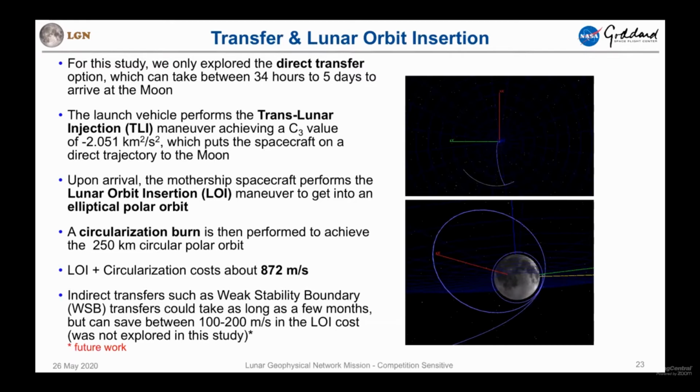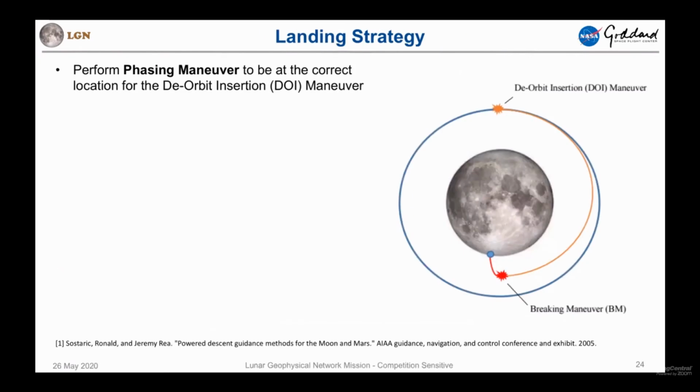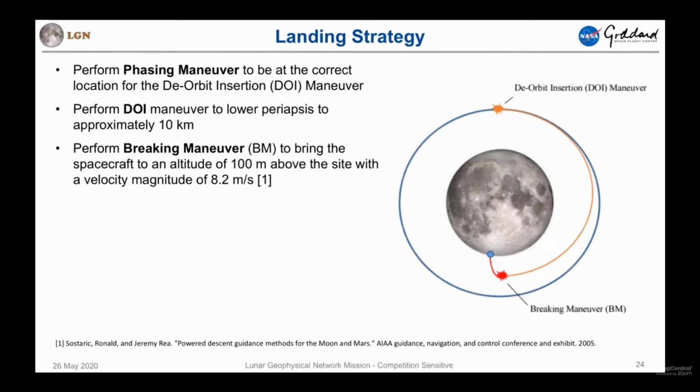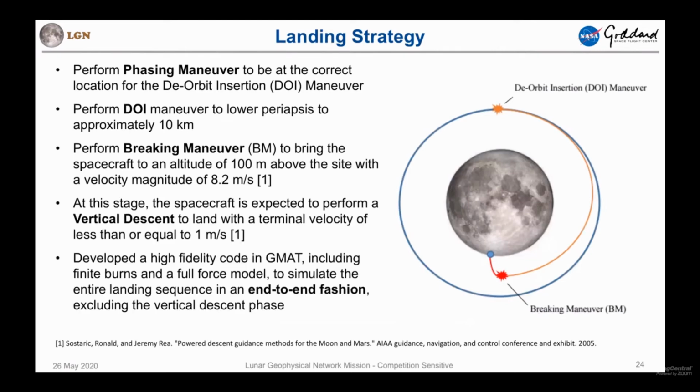We did not look at the weak stability boundary coming in sequentially from L1, but that's done. So we do our phasing maneuver, we do our deorbit insertion to approximately 10 kilometers. Then our braking maneuver to bring the spacecraft to an altitude of 100 meters above the site, and then vertical descent to the lunar surface to land.